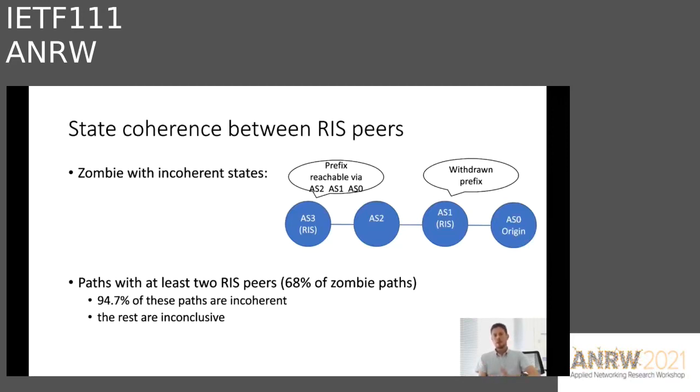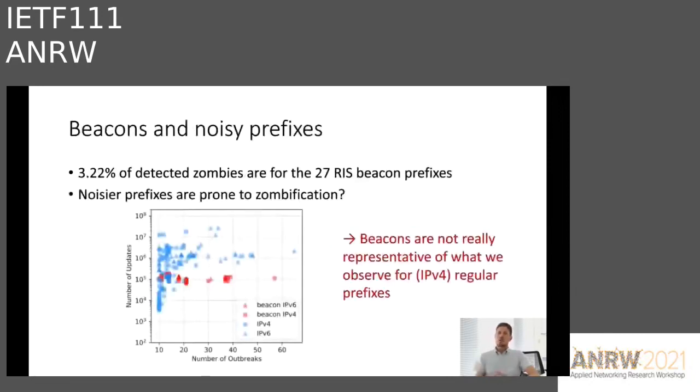And the rest are not really conclusive because it could be that the two RIS peers we have access to both are affected by the zombie. So we cannot really say if it's a misclassification or not.